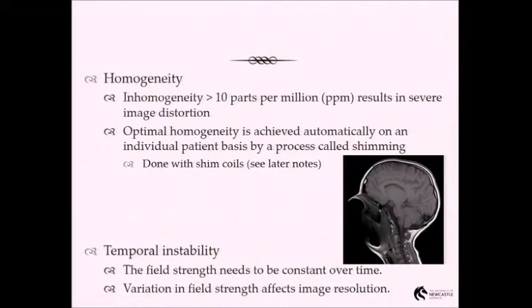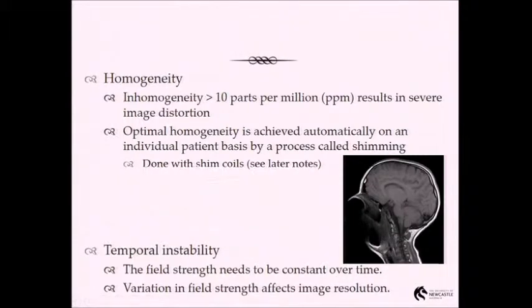Homogeneity, as I said, there's a measure. We normally want that homogeneity to not be greater than 10 parts per million. It will result in severe image distortion, and I've given you an example here where here's a sagittal brain and then we've got all this distortion going on. That'll be dental braces. Scan someone that's got dental braces, and it's distorted the local magnetic field.